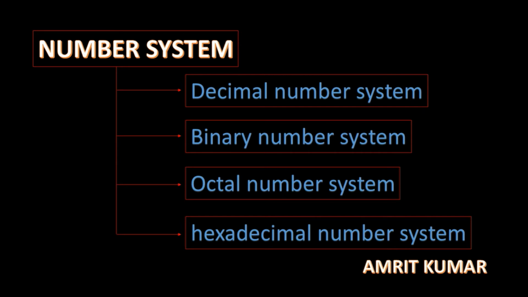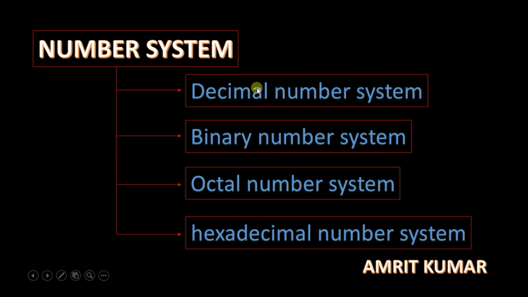So let's look at the number system. As we have learned, the number system has been classified into four categories: decimal, binary, octal, and hexadecimal number system. We know the range and the base of each: the base of decimal is 10, binary is 2, octal is 8, and hexadecimal is 16.